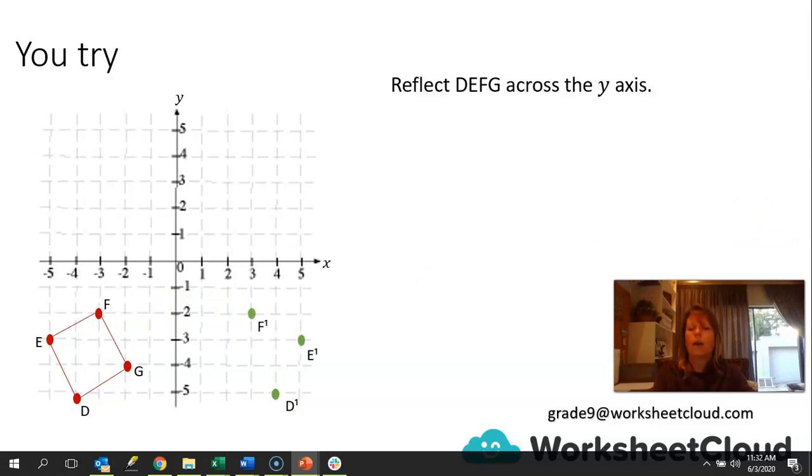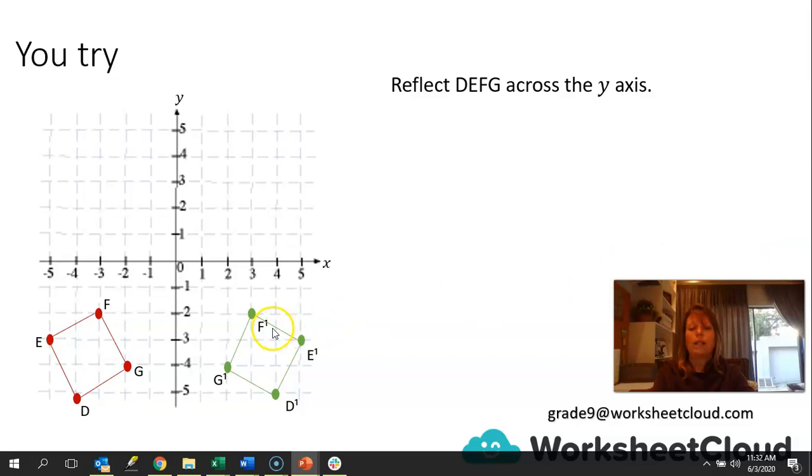Right. Okay, let's do G, which is the last one, and G is on minus 2 and 4, so it should come to 2 and minus 4. So it's minus 2, minus 4, 2, 4. 2, minus 4, sorry. And there we go, and that is G1. All right, and we are going to join the points, and we're going to get a reflection of our original shape.